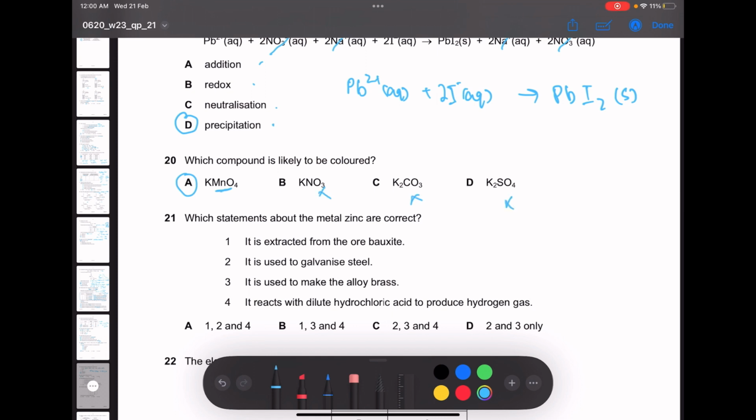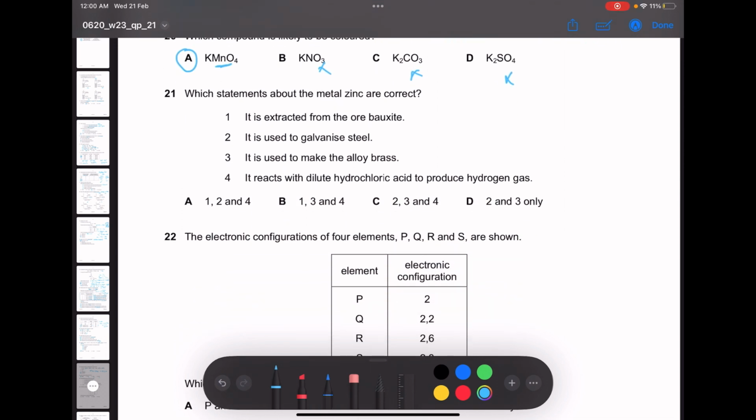21. Which statements about the metal zinc are correct? 1. It's extracted from the ore bauxite. That is wrong because bauxite is for aluminum. 2. It is used to galvanize steel. Yes, because zinc is more reactive, so it is used. 3. It is used to make the alloy brass. Yes, zinc is used in making brass. 4. It reacts with dilute hydrochloric acid to produce hydrogen gas. Yes, zinc reacts with hydrochloric acid to give zinc chloride plus hydrogen. So this is correct. So 2, 3, and 4, it's C.